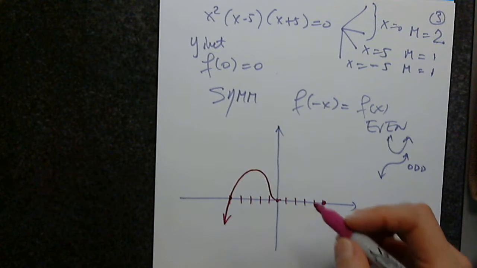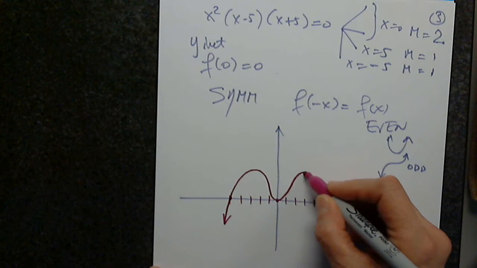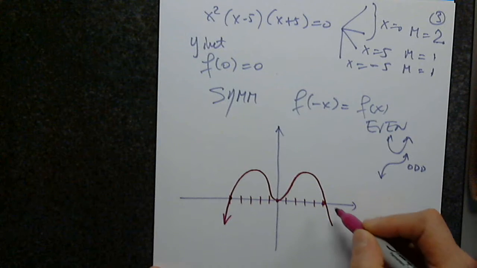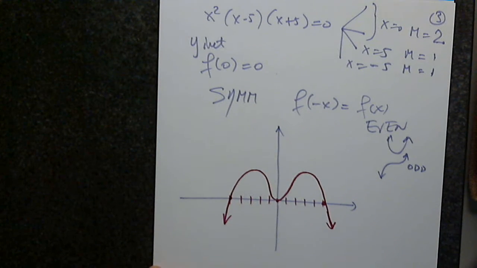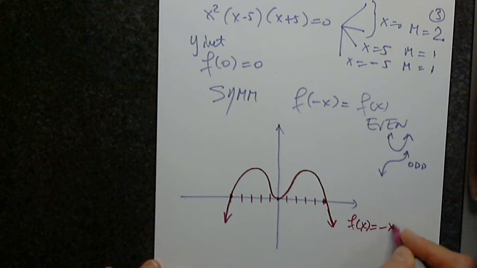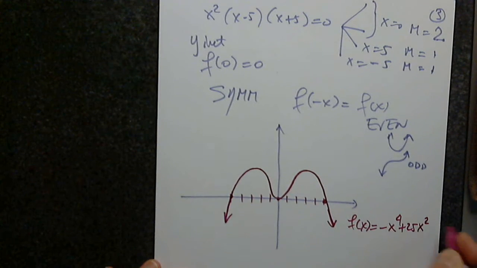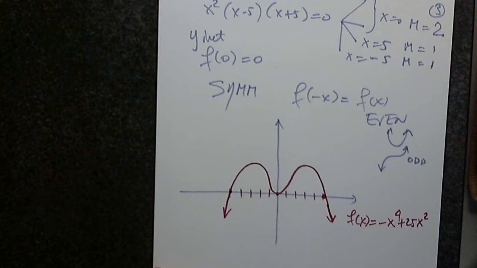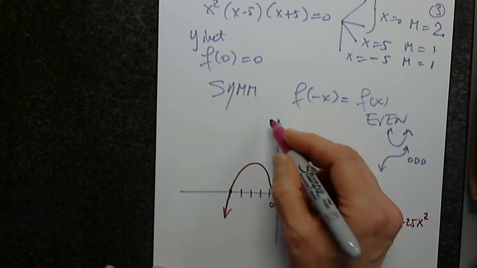Why? I know the function is even. I only have to copy on the other side. Nothing else. So this is f of x equals negative x to the fourth plus 25x squared. I'm done with the graph.